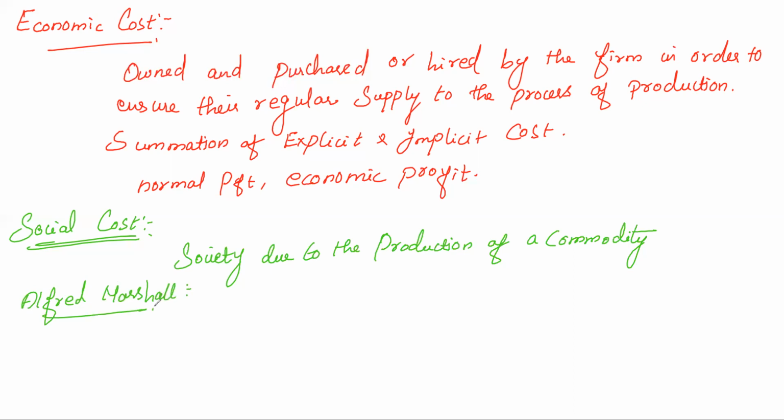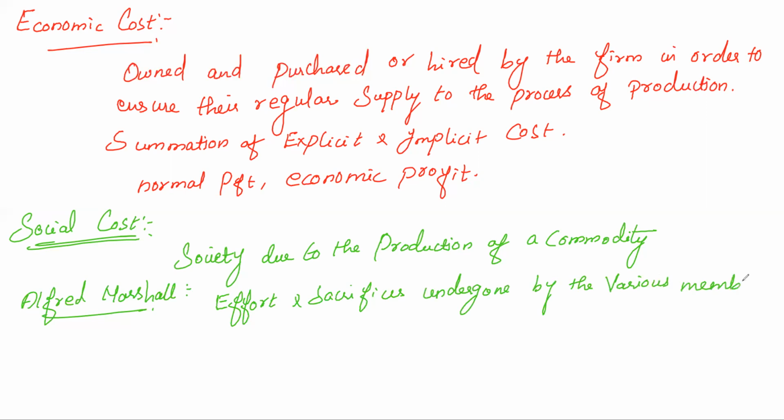So Alfred Marshall defined the social cost to represent the effort and sacrifices undergone by the various members. There are many members, right? So various members of the society in producing a commodity.